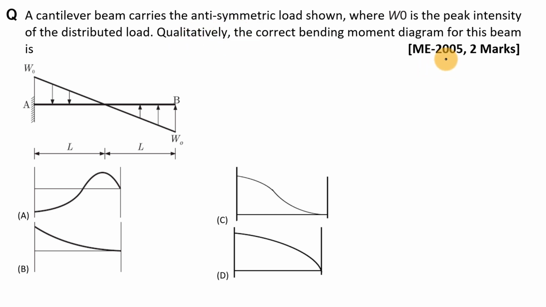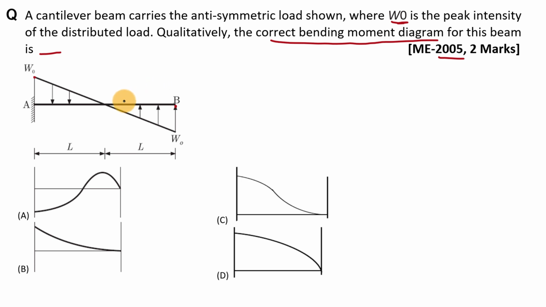Now the next question is from year 2005. A cantilever beam carries the anti-symmetric load shown here, where W0 is peak intensity of the distributed load. Here at this point it is W0, and at this point it is W0. Qualitatively, the correct bending moment diagram for this beam is dash. Here we have to find out bending moment diagram for this cantilever beam under this type of distributed load.